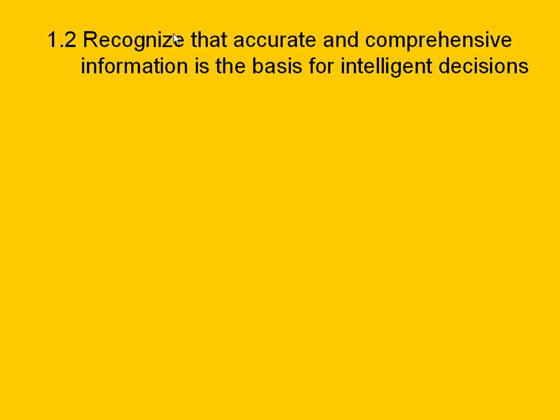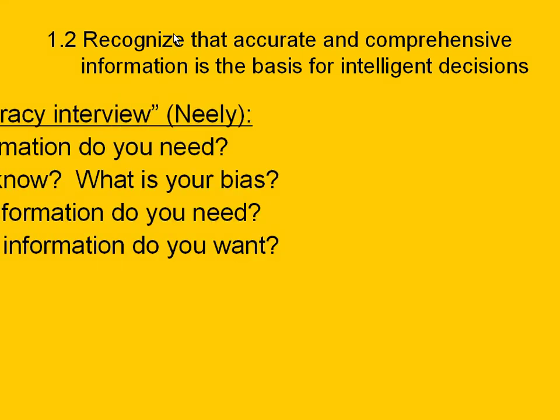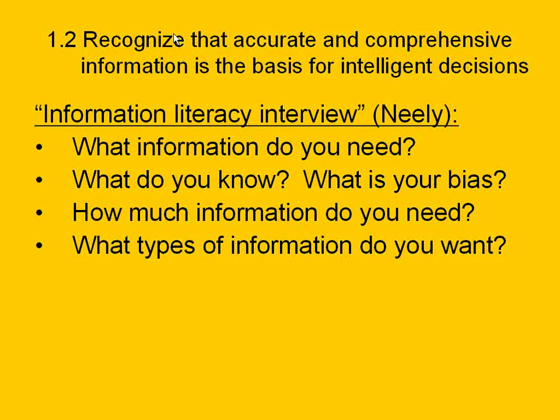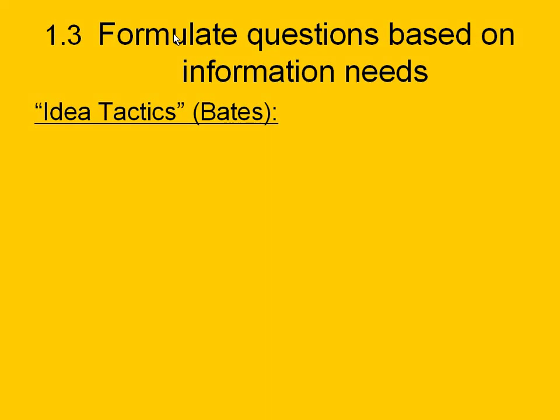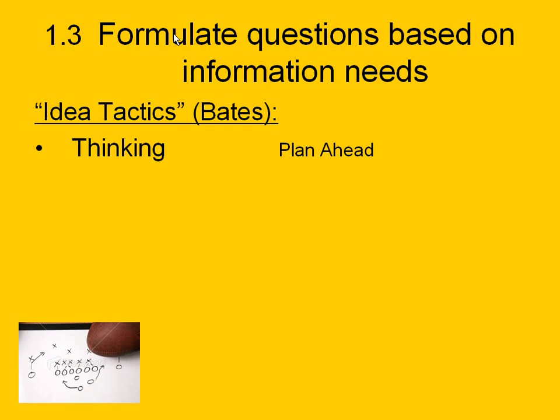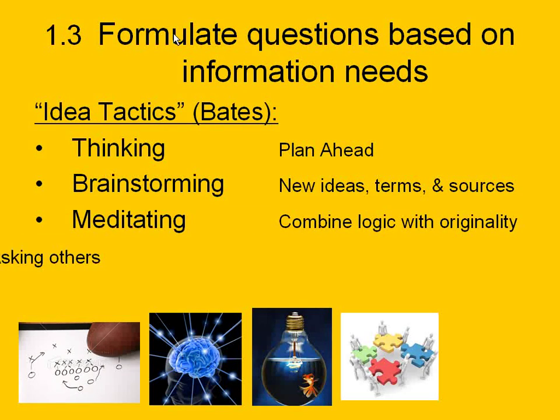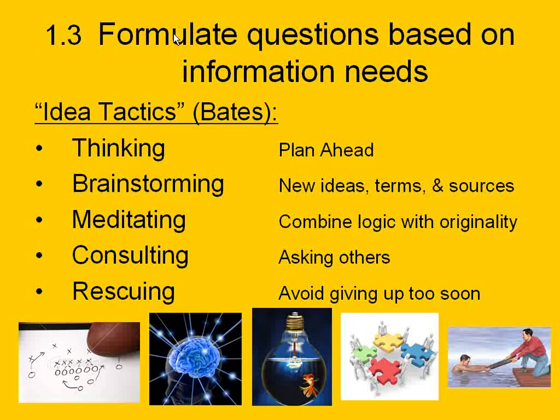Students must also learn to recognize that accurate and comprehensive information is the basis for intelligent decision making. Librarians might use an information interview or chaining to show how citations are used to form intelligent decisions. They might also show students how to formulate questions based on information needs. Bates' idea tactics such as thinking, brainstorming, meditating, consulting, and rescuing help students not to give up before they try other strategies.